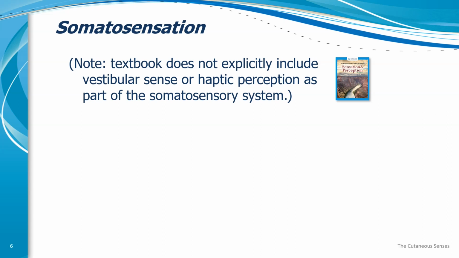There is no official list of what is or what isn't, but in looking through the literature, it's generally agreed that the somatosenses do include the vestibular sense and haptic perception, so just be aware of that. So our cutaneous senses are housed in the skin.